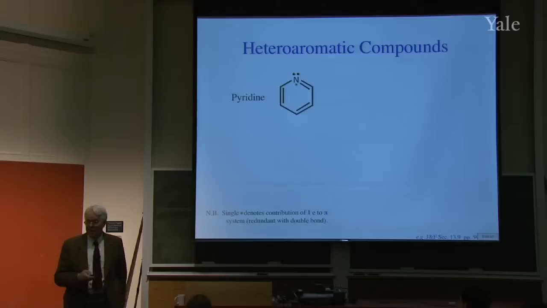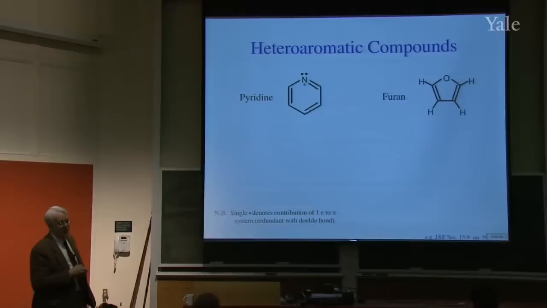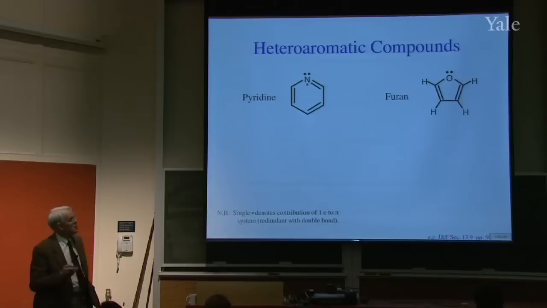Now, furan, a five-membered ring with oxygen. Oxygen has two unshared pairs, so it has two that are in the sigma system that aren't irrelevant for our purposes, but it also has two in the pi system.